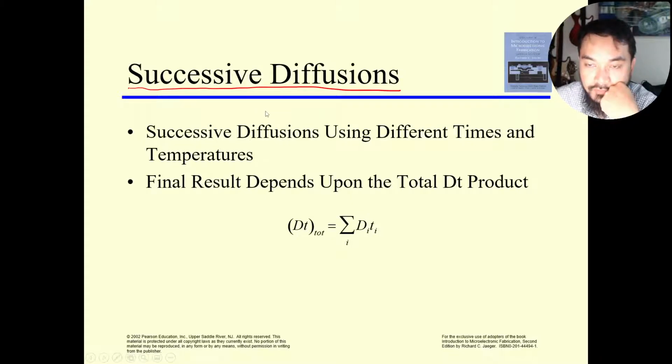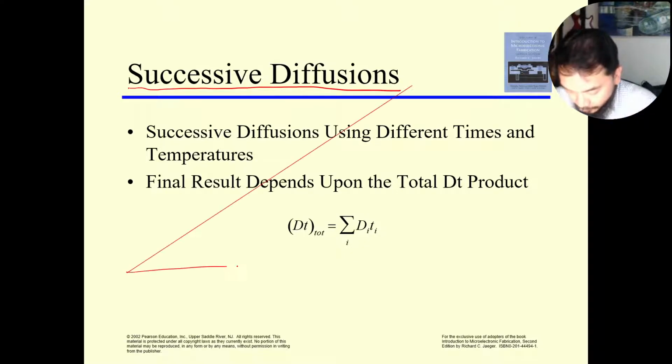So successive diffusion is a situation whereby if you have done one diffusion, you might have to do another diffusion for a different area on your wafer or a different layer. So you have many junctions of different materials and different characteristics, so you have to repeat the diffusion process for these different features on your integrated circuit.